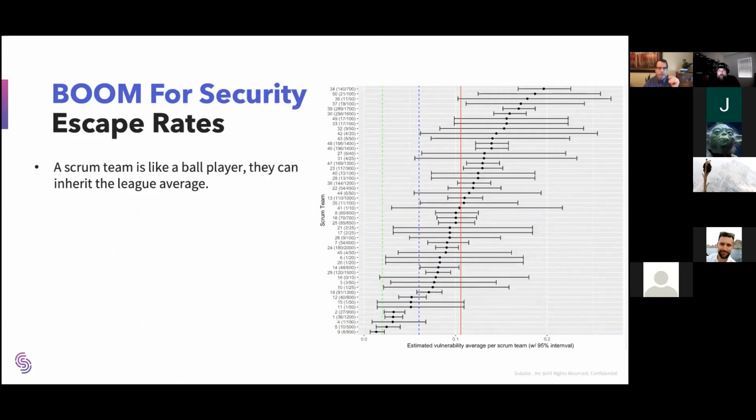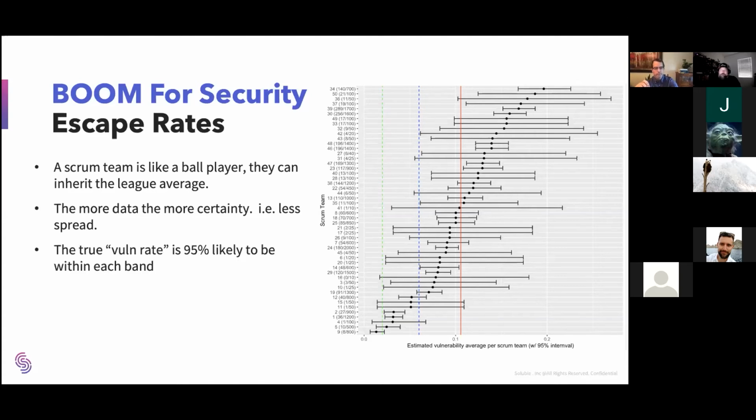So again, a Scrum team is like a baseball player. They can inherit a league average, right? We don't just start with tabula rasa. We start with a league average. The more data we have, obviously, the more certainty. Again, on the chart on the right, the teams that are very wide, those are new teams. We don't have a lot of data. The teams that are very squished together, like the one on the very bottom, we actually have a lot of data. The true vulnerability rate is likely to be within each band, with 95% probability.